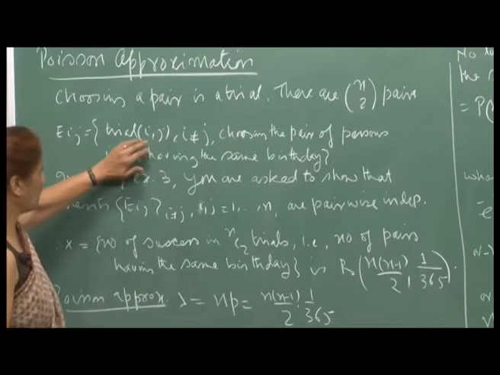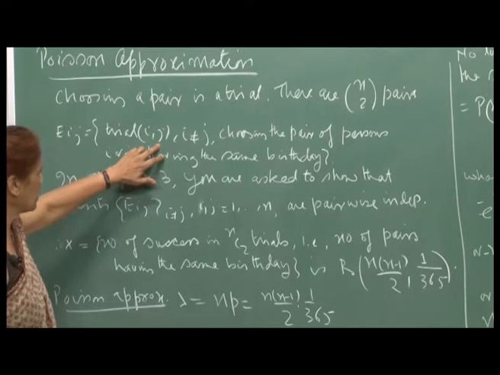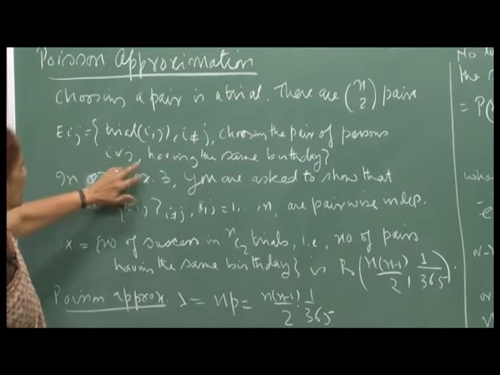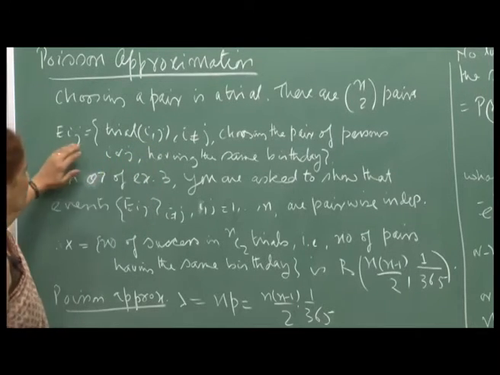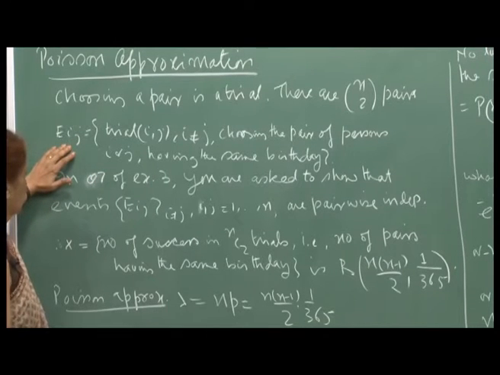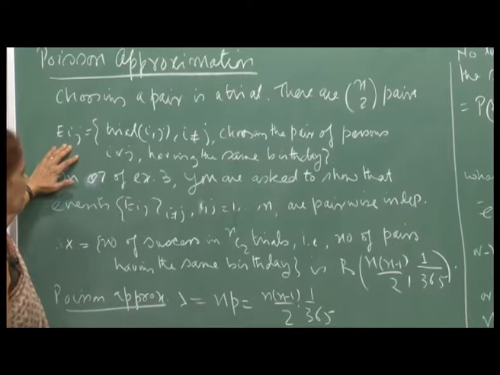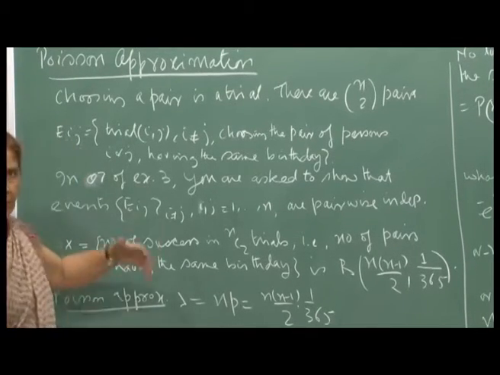of course, what I mean by this is that I am choosing the ith and the jth person here, i and j are different, having the same birthday. So, E_ij would be considered the event when I choose the pair ij, it is a success. That means they have the same birthday.